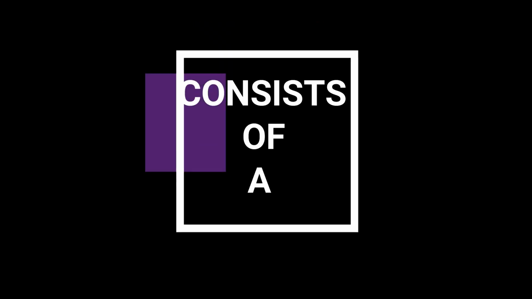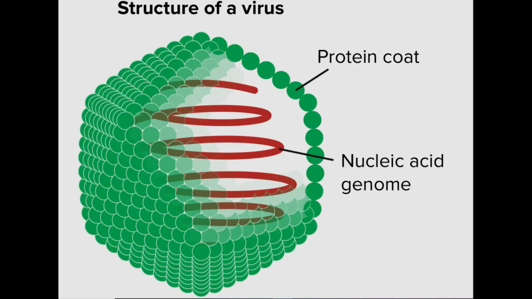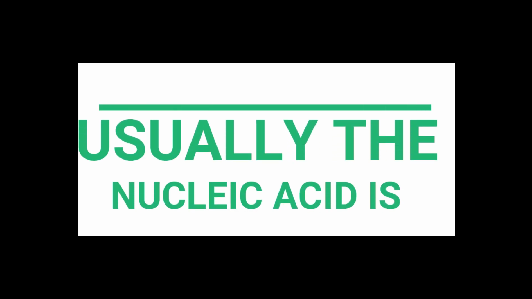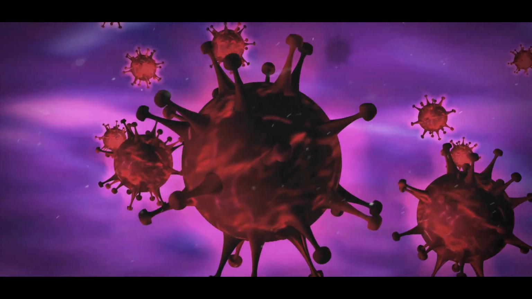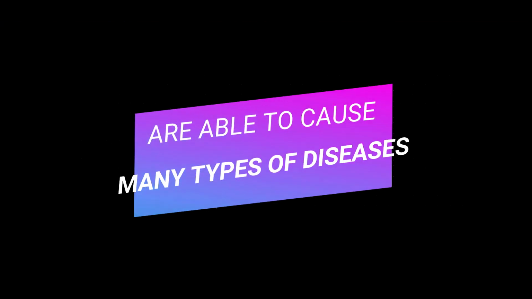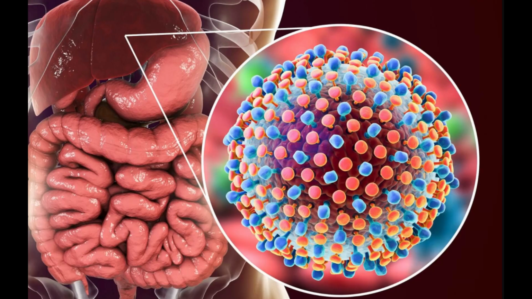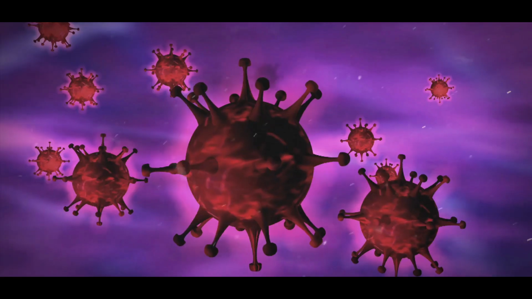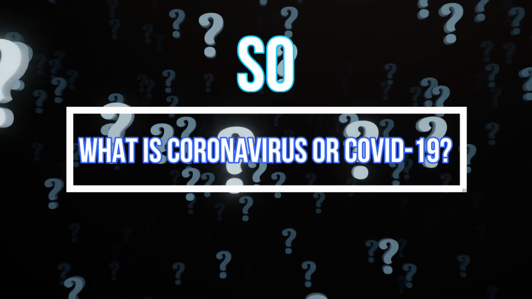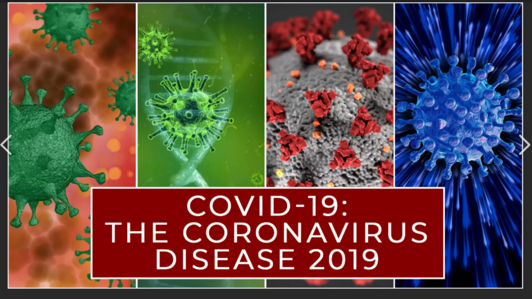Viruses consist of a nucleic acid and a protein coat. Usually, the nucleic acid is RNA. Sometimes it is DNA. Viruses are able to cause many types of diseases such as polio, Ebola, hepatitis, and of course, COVID. So, what is coronavirus or COVID-19?